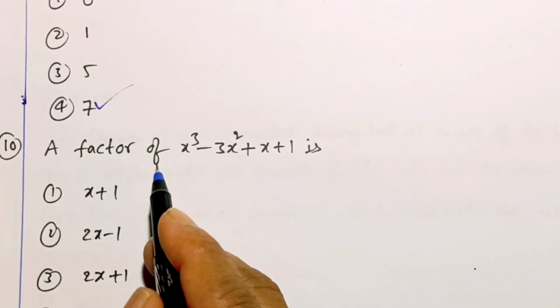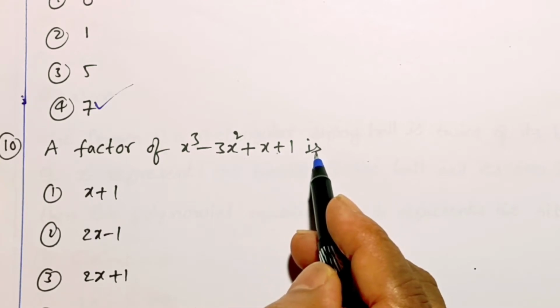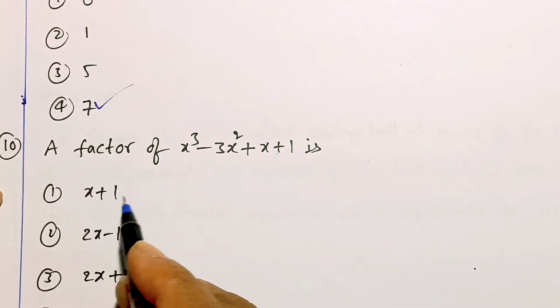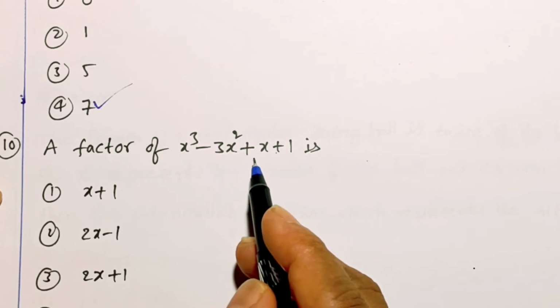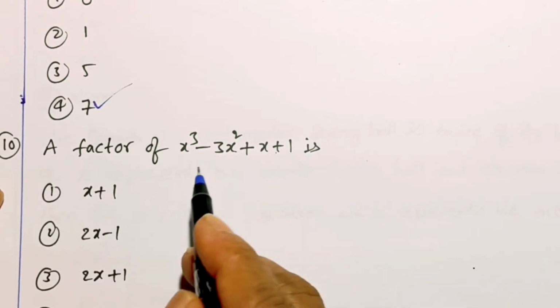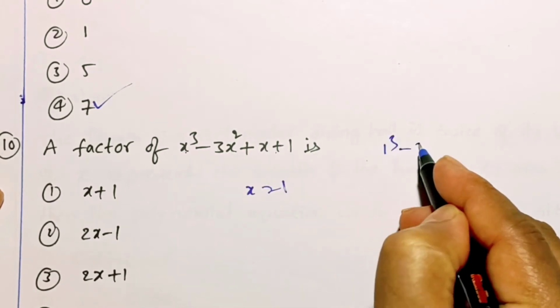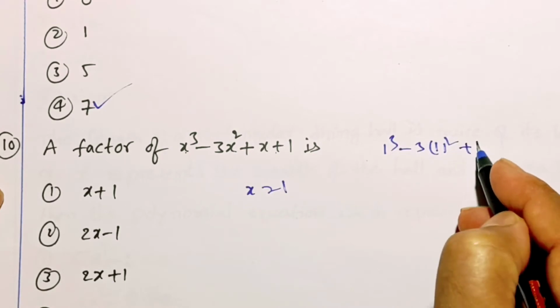So, a factor of x cube minus 3x square plus x plus 1 is... Here factor means it should divide the given function f of x. So here let us find its root. If I substitute x equal to 1, what comes here? 1 cube minus 3 into 1 square plus 1 plus 1.